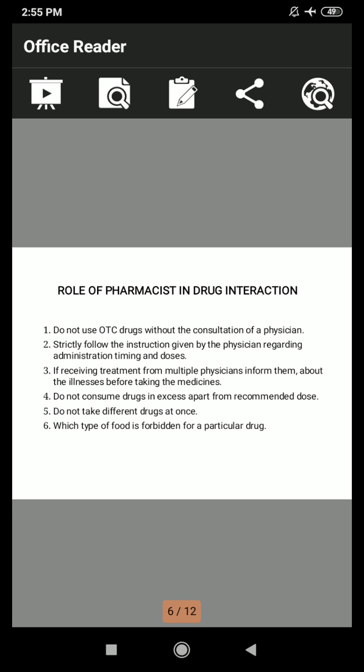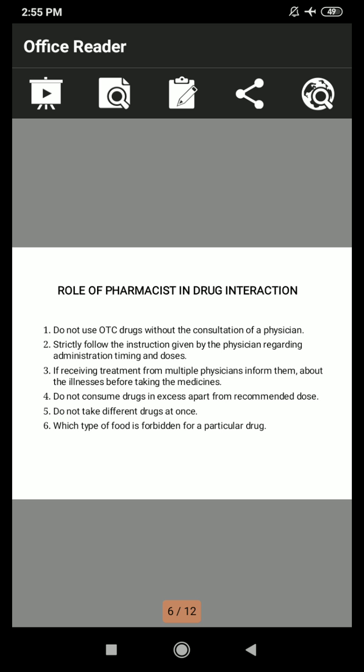Okay. Then fourth is, do not consume drugs in excess apart from the recommended dose. Then fifth is, do not take different drugs at once. Then sixth is, which type of food is forbidden for a particular drug.